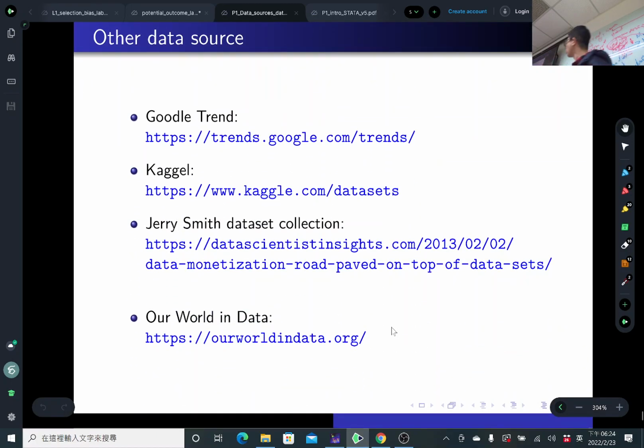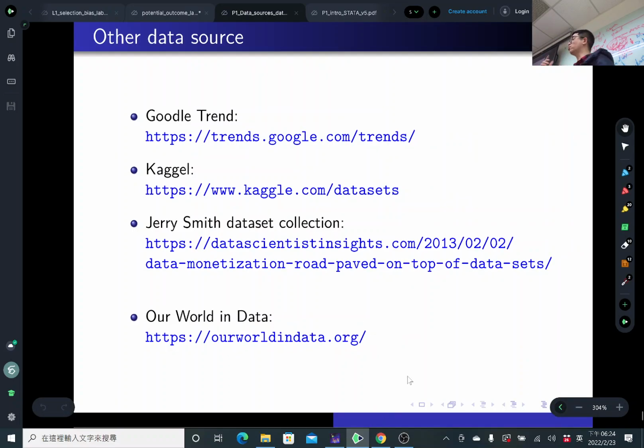And other data sources you can just explore by yourself. I just list them here to let you explore. So any questions for the data source?